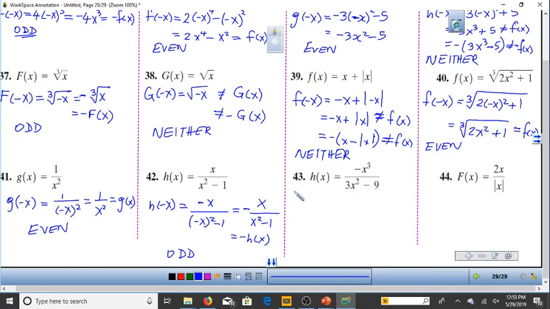And let's do these last two, even though I told you that I'd leave them for you to do on your own. I would recommend you try them before you check. We replace all our x's with negative x.